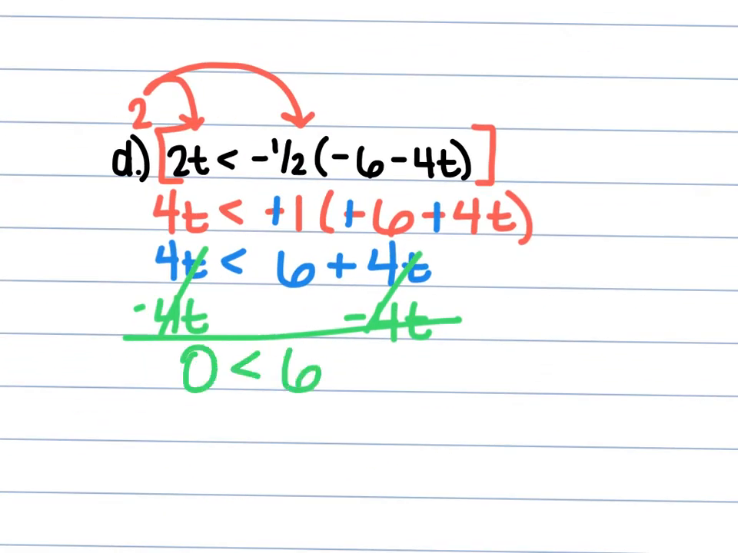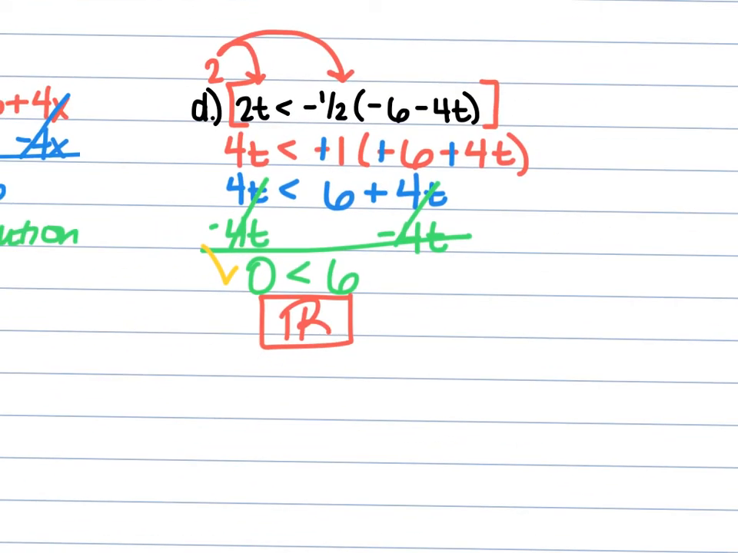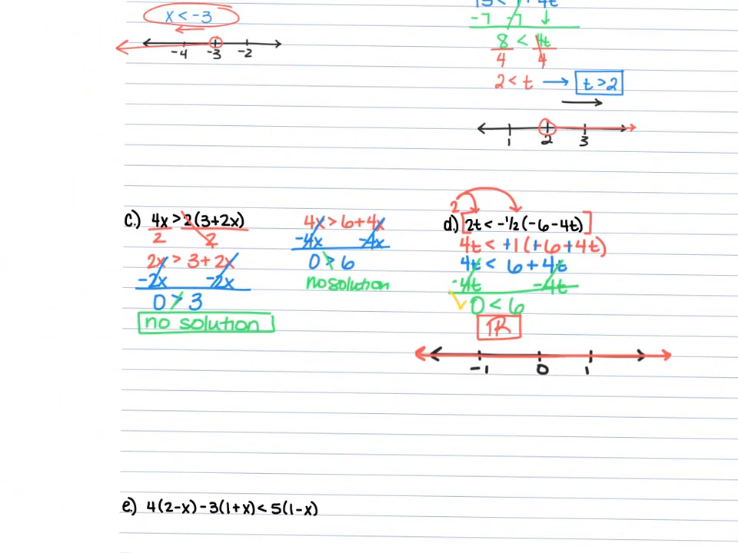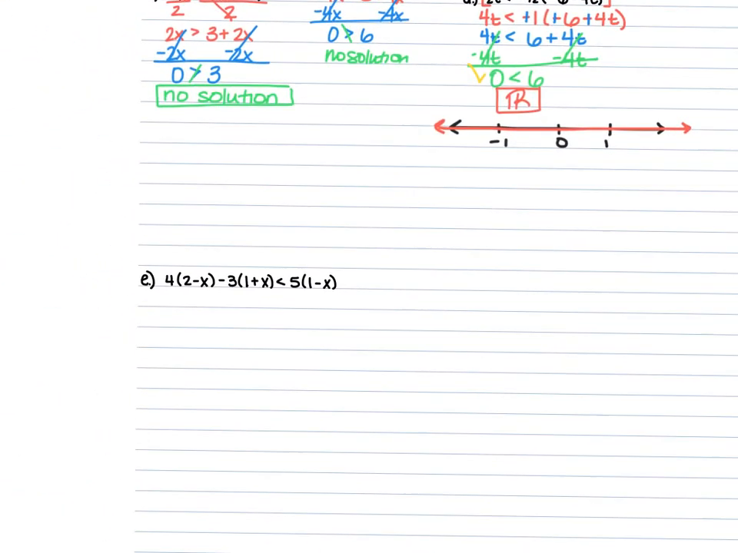Is 0 less than 6? Yes, it is. That's a true statement. So all real numbers is our answer for that one. If you were to graph this one on a number line, you can do something like negative 1, 0, 1, and just draw your line throughout the number line. So you wouldn't have a distinct point anywhere on that number line.